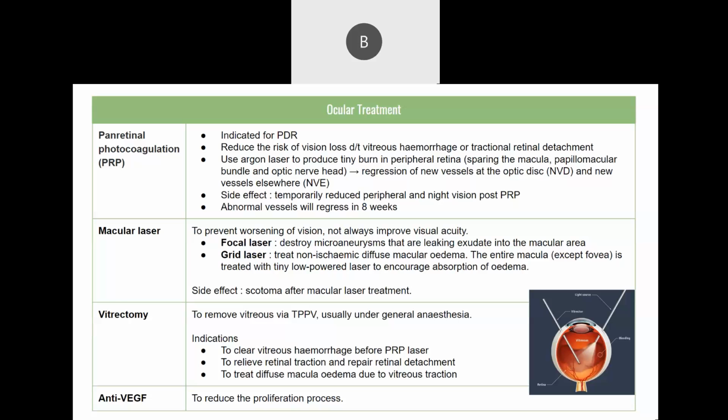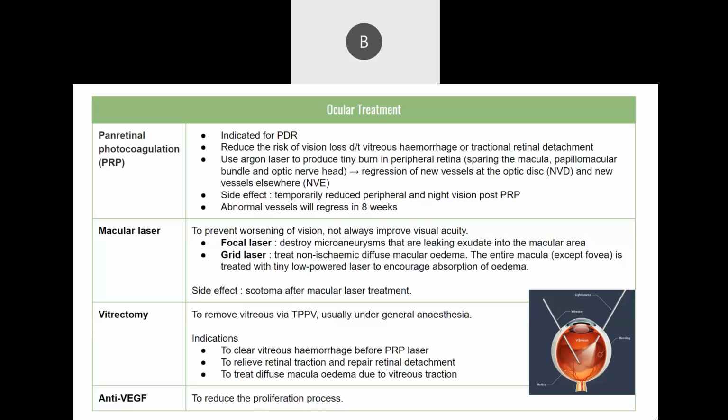The second one is the macular laser. The patients must be warned that the macular laser treatment is used to prevent the vision from getting worse and does not always improve the visual acuity. There are two types, the focal laser and the grid laser. And also for the side effect, some patients may notice a scotoma after the macular laser treatment.